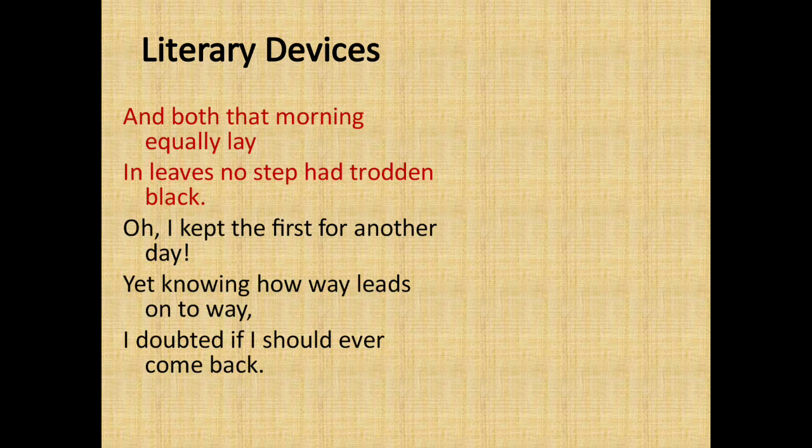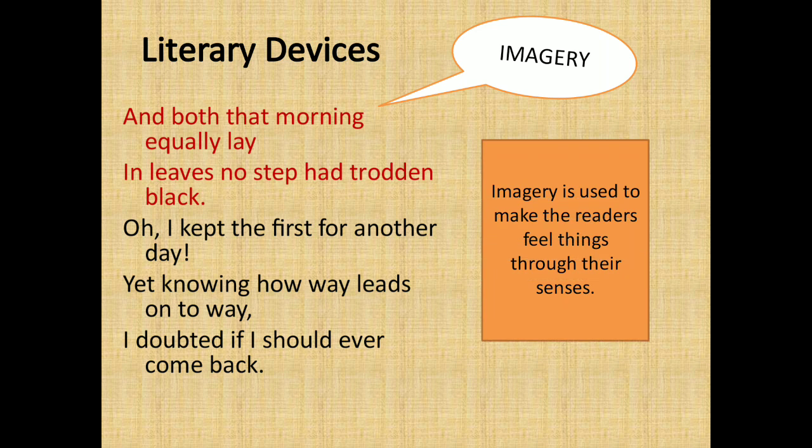So, in the third stanza, the particular literary device that we have is imagery. Now, what is imagery? Imagery is used to make the readers feel things through their senses. "And both that morning equally lay in leaves, no step had trodden black." This particular line shows the figure of speech imagery, where he tries to go back in a flashback. In the mind of the reader, it feels like returning to the same place, to the same morning once again.